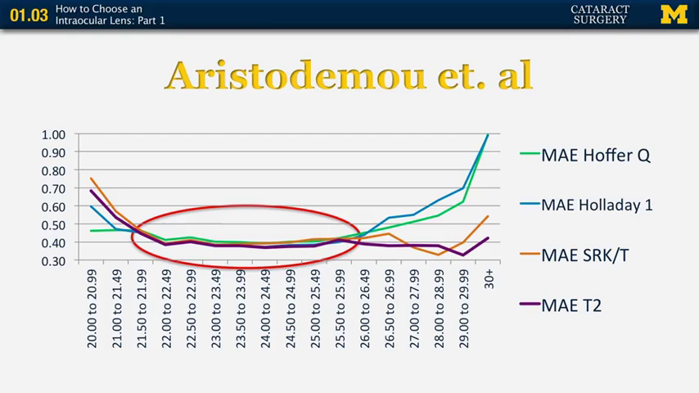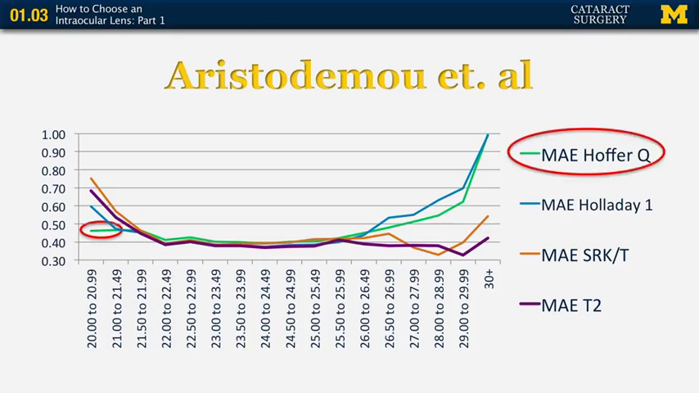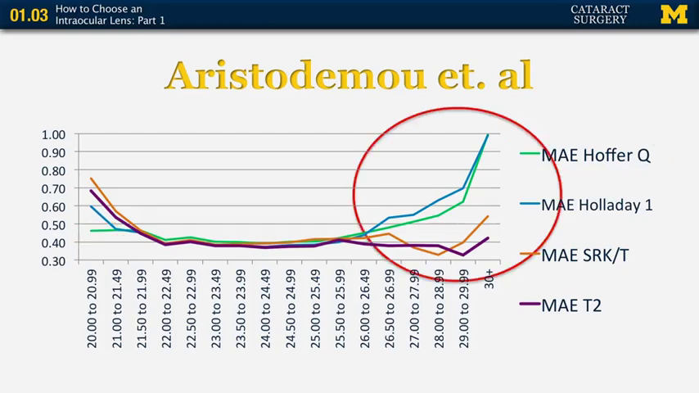Most formulas, if you look at eyes from about 21.5 millimeters to eyes that are 26 millimeters in length, so that's most eyes, most formulas are about the same for most eyes. Short eyes, you see a difference here. One formula, the Hoffer-Q, has a lower mean absolute error, so that's a better formula. And several papers have shown this as well.